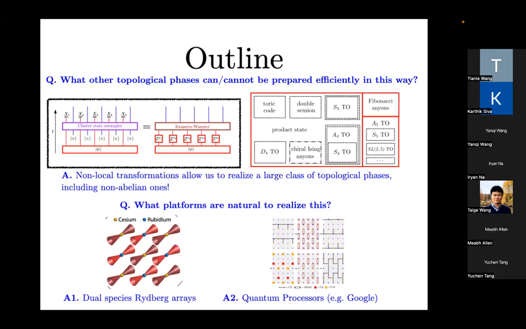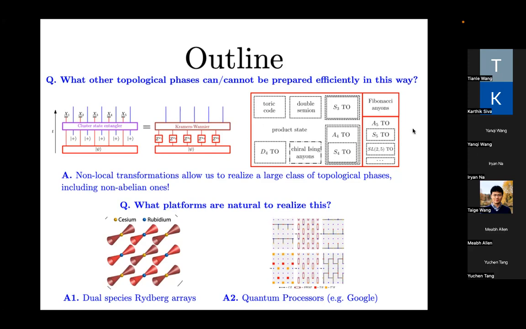So this is an outline of my talk. I'm going to talk about what other topological phases can or cannot be prepared efficiently this way. And first, I'm going to talk about how the known protocol of preparing the toric code, or these long-range entangled states, by measuring cluster states can be turned into a protocol related to Kramers-Wannier duality or gauging. I will also talk about how far we can go by going to non-abelian states. And then I'll talk about platforms that are natural to realize this, ranging from Rydberg atom arrays to quantum processors, such as in Google's chip.